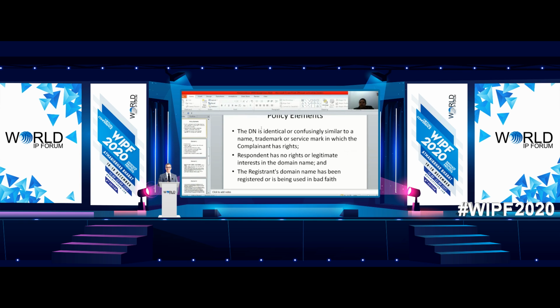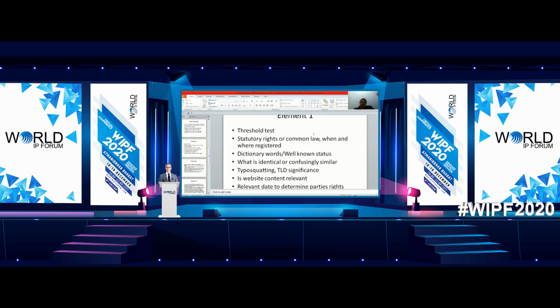Now, when we talk of the elements of the policy, it's overlapping or very similar between WIPO as well as what we follow in India under the .INDRP. The basic element is that the domain name in question under dispute, or which has been wrongly registered by somebody, is identical or confusingly similar to the name, trademark or service mark in which the complainant has rights. The second element is that the respondent doesn't have any rights or legitimate interests in the said domain name. And the third one is that the registrant's domain name has been registered or is being used in bad faith. I will touch upon each of these elements in a little more detail.